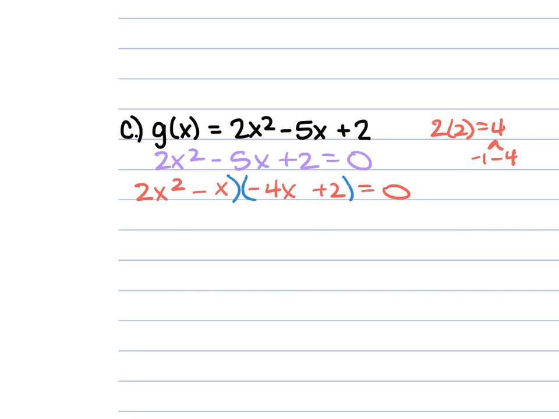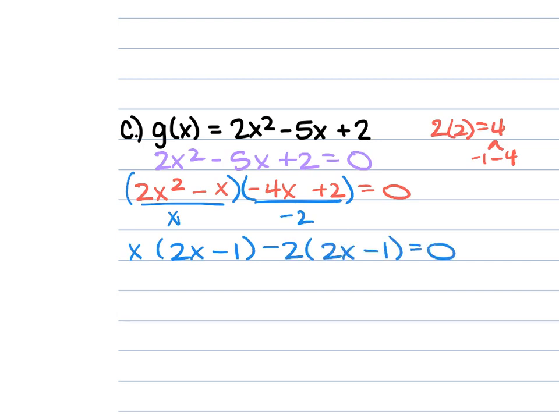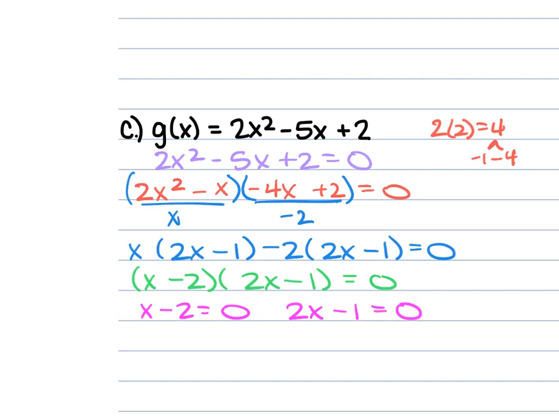4 terms, factor by grouping. The first set we're going to factor out an x. The second we're factoring out a negative 2. So this is going to be x times 2x minus 1 minus 2 times 2x minus 1 is equal to 0. Rewrite again. We have x minus 2 times 2x minus 1 is equal to 0. Set both parts equal to 0 now. So x minus 2 is equal to 0, and 2x minus 1 is equal to 0.